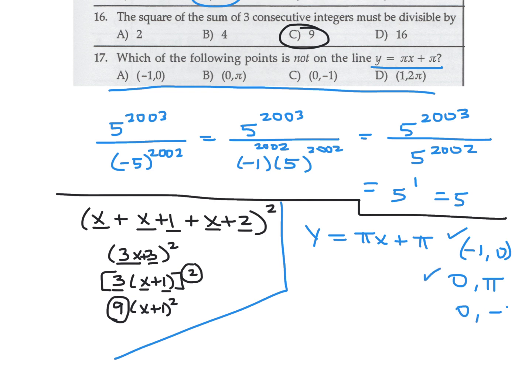0, negative 1. When 0 is x, y is pi. So this one does not work. And the last one, when x is 1, you get 2 pi. So that one works. So this is the only one that does not work, and therefore it's not on that line. So C is the answer for 17.